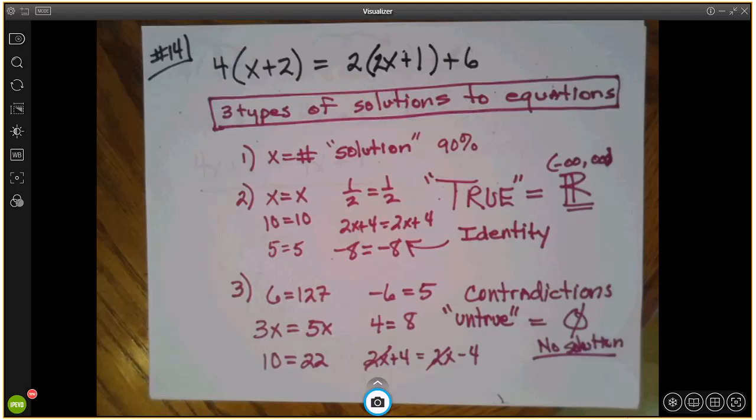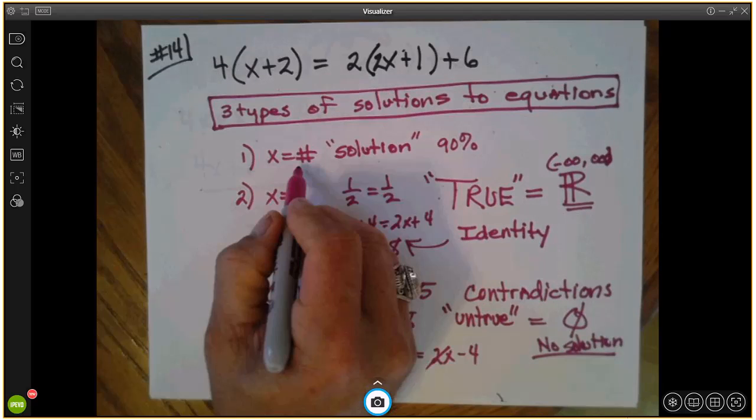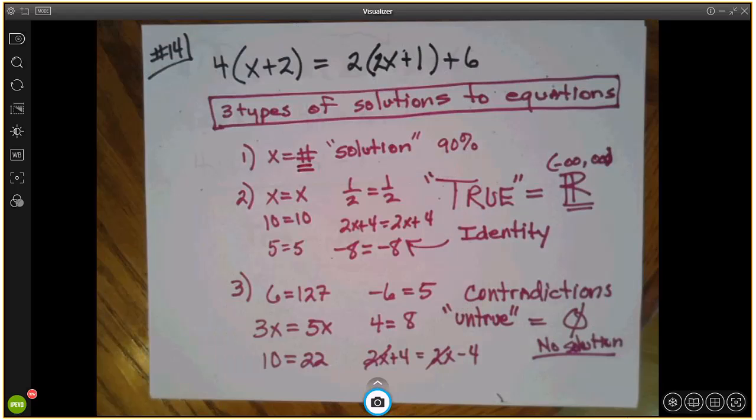Okay? What's the first type? 90% of the time, your equation is going to spit out a solution. And therefore, x is going to be equal to a number. Okay, x is equal to 5, x is equal to 2, x is equal to 1/2, x is equal to negative 7. You're going to get a number for the solution. That's one type of problem.